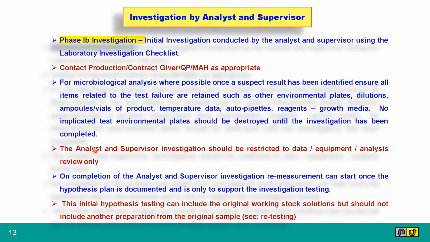The analyst and supervisor investigation should be restricted to data / equipment / analysis review only. On completion of the analyst and supervisor investigation, remeasurement can start once the hypothesis plan is documented and is only to support the investigation testing. This initial hypothesis testing can include the original working stock solutions, but should not include another preparation from the original sample. See retesting.